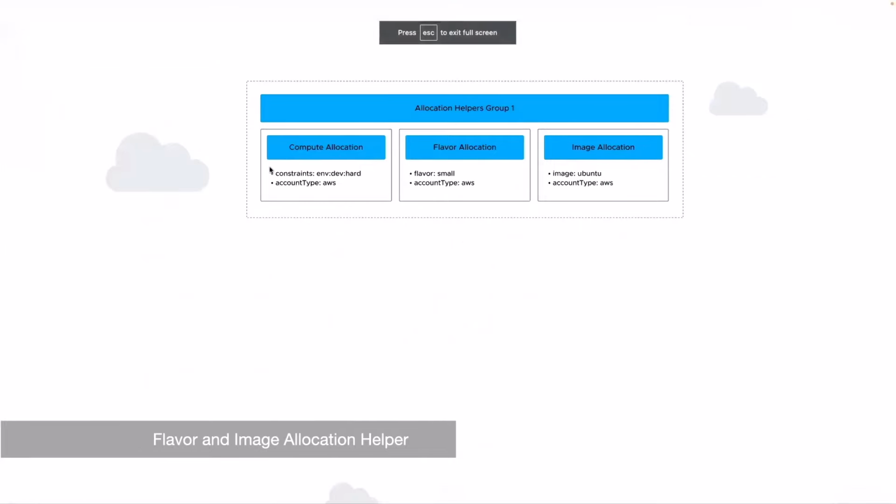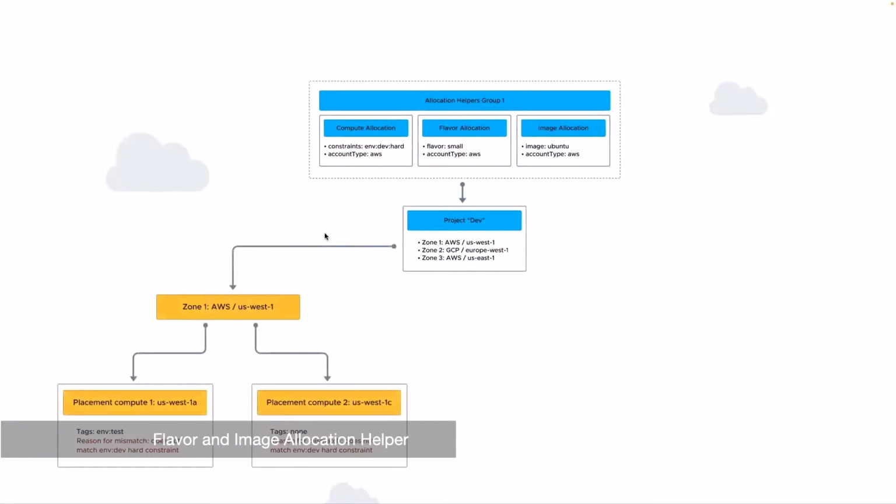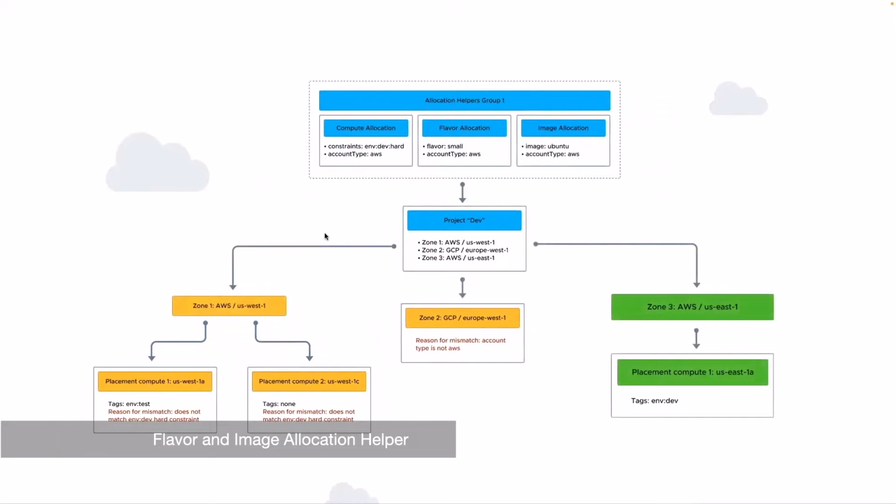The compute allocation is the same as in the previous diagram. We haven't changed this helper in our cloud template. The flavor and image allocation have the name of the mapping to look for, and account type for the same reason as the compute allocation. The dependent resource is an AWS resource. The project, zones, and computes part of the diagram is the same as before.